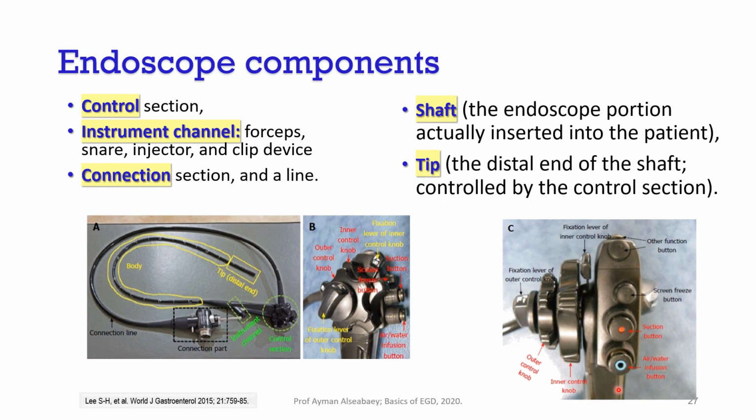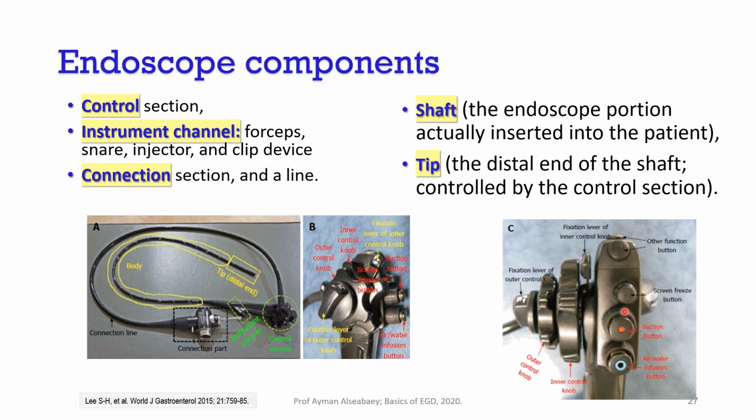The lower button here, which has a blow mark, is used for injection of air and injection of water irrigation. If you just touch this button and don't press it, air, instead of coming out from this orifice, will come out from the distal tip and inflate the patient's stomach. If you press this button, you will inject water and it will come out from the tip mixed with air.